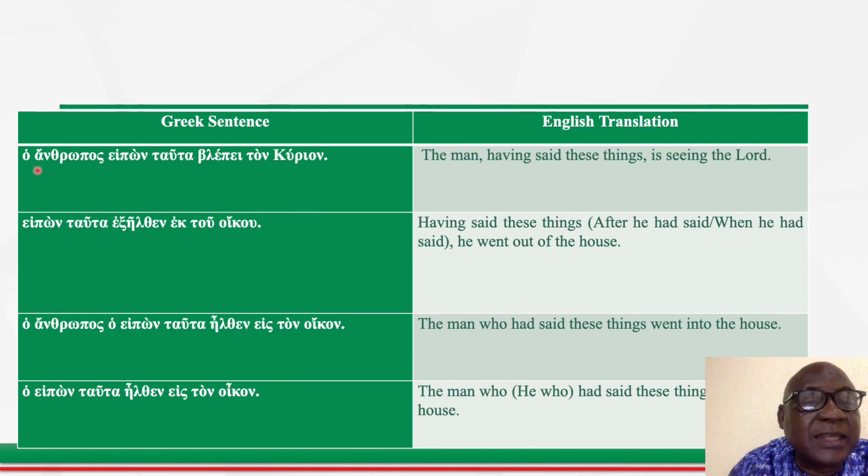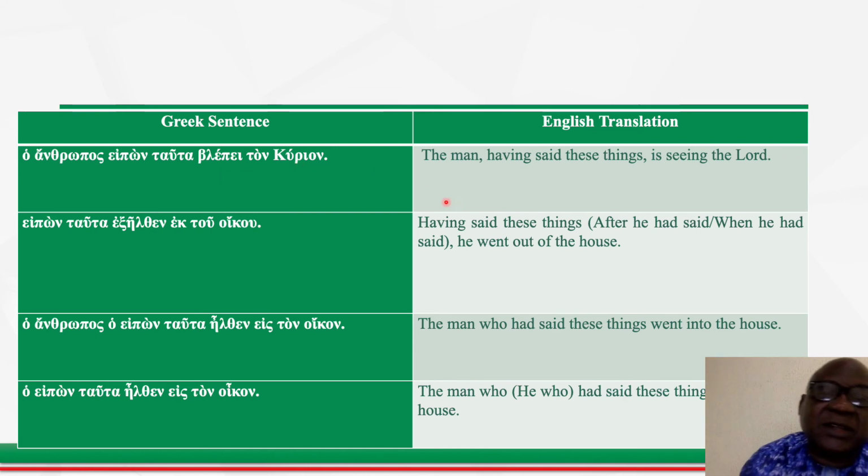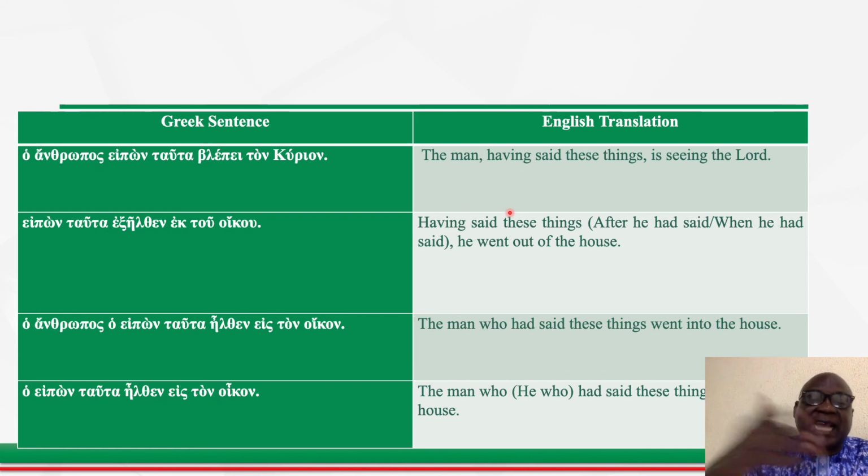So let's look at this. O anthropos eipon tauta blepei ton kurion. The man, having said these things, is seeing the Lord. Now, as in the aorist, you discover that the saying has taken place before the seeing. So take note of that translation. Having said, in other words, after he has said these things, he is seeing the Lord.